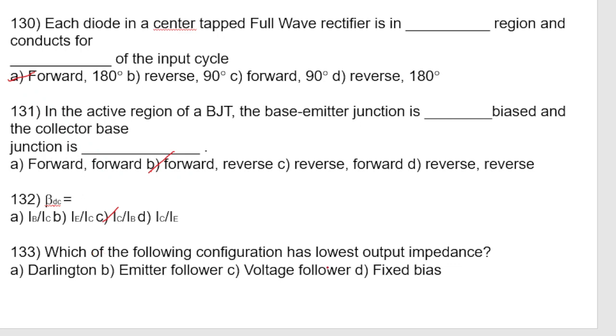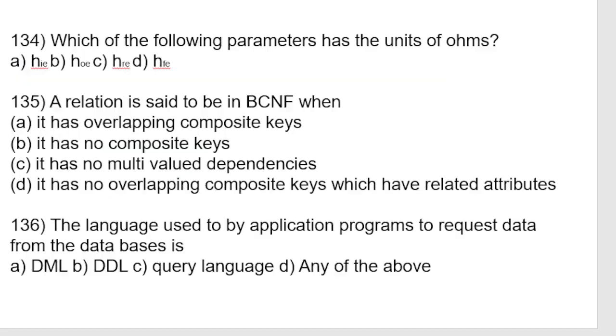Which of the following configurations has the lowest output impedance? Darlington, emitter follower, voltage follower, fixed bias. So it is emitter follower that has the lowest output impedance. Which of the following parameters has the units of ohms? HIE, HRE, HFE. So basically HIE is a resistance in ohms, as it is used in small signal analysis.